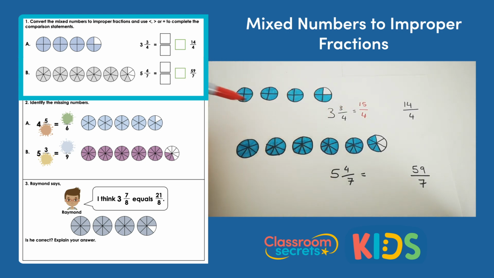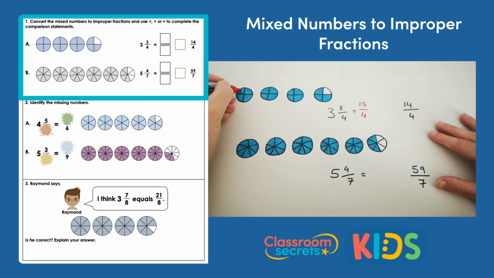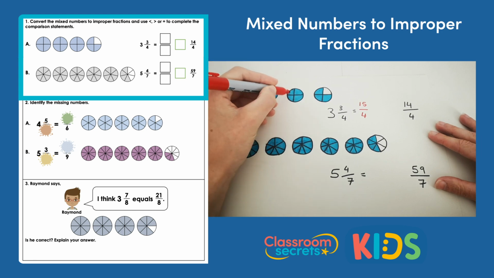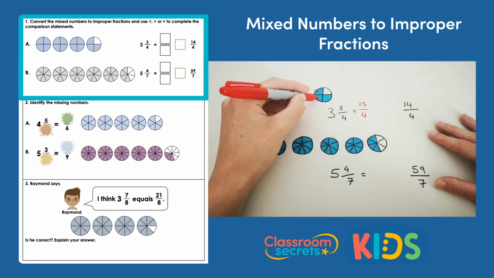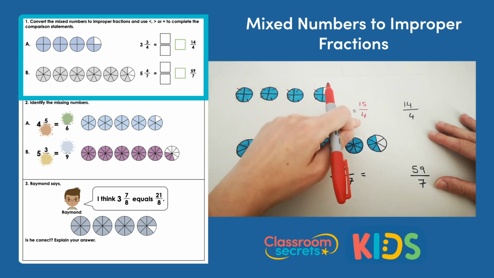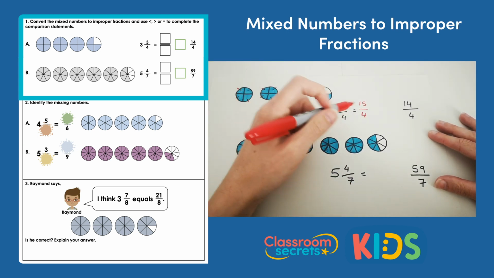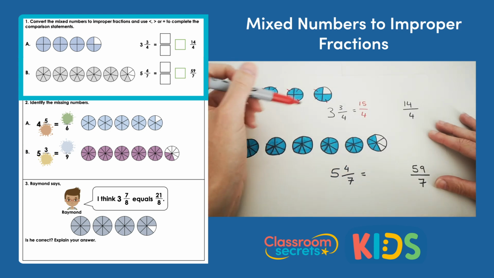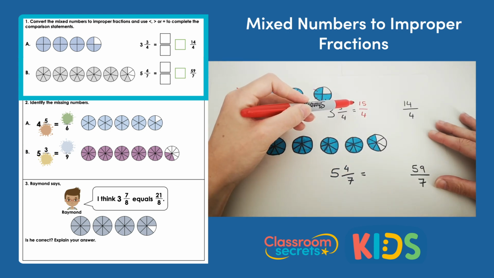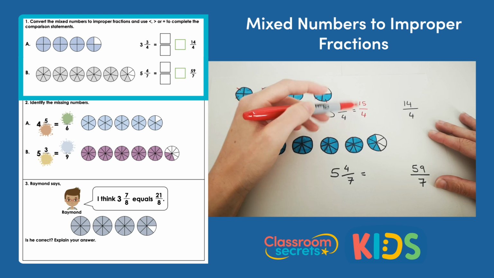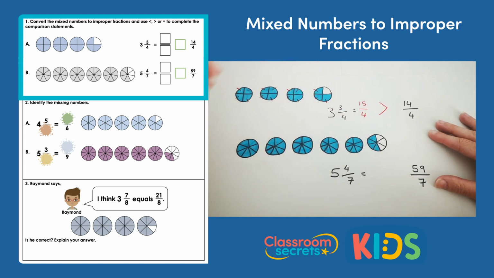And we can use our image to check. So if we count each individual segment, 1, 2, 3, 4, 5, 6, 7, 8, 9, 10, 11, 12, 13, 14, 15. We can see we've got that correct. So now we need to compare 15 quarters to 14 quarters. Because the numerator is greater on this one, 15 quarters is greater than 14 quarters.